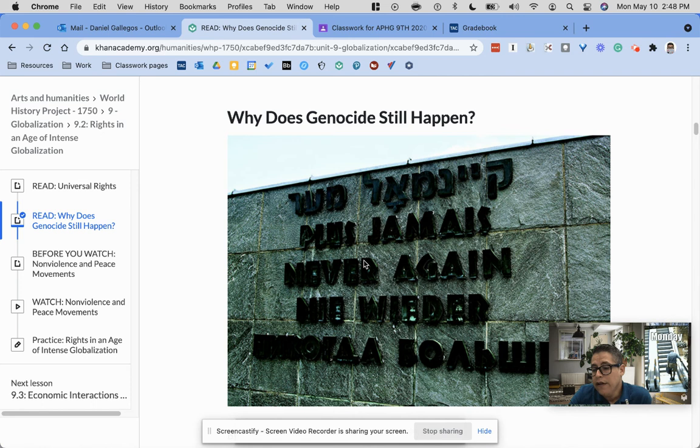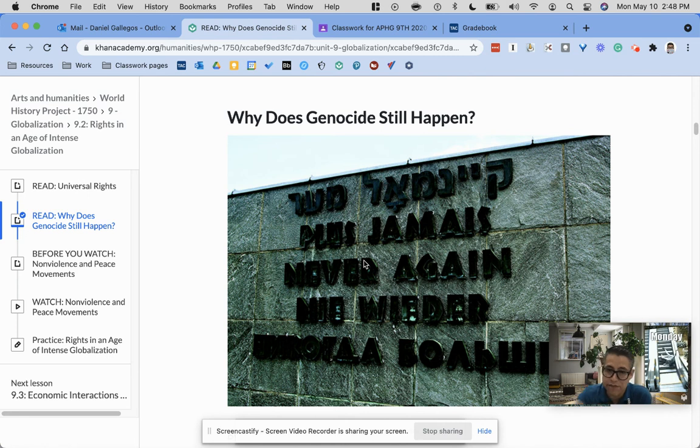Okay. All right. That was all introduction. I want to actually read part of this with you. And I want to show you how it relates to those main ideas that are on these cards. Okay. So the first thing that the authors do here when they introduce this article to you is they tell you, why does genocide still happen?